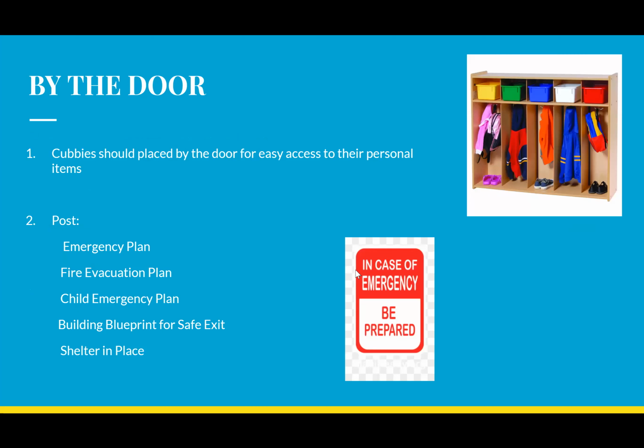By the door. So in every classroom, the cubbies should be placed by the door for easy access to personal items. So we don't want to interrupt the learning areas. We want to keep it right where it's easily accessible. So as soon as you come into the classroom, the children will be able to put their personal belongings away. And then also by the door, we want to have our emergency plan, our fire evacuation plan, our child emergency plan, our building blueprint for safe exit, and the shelter in place, all posted by the door.